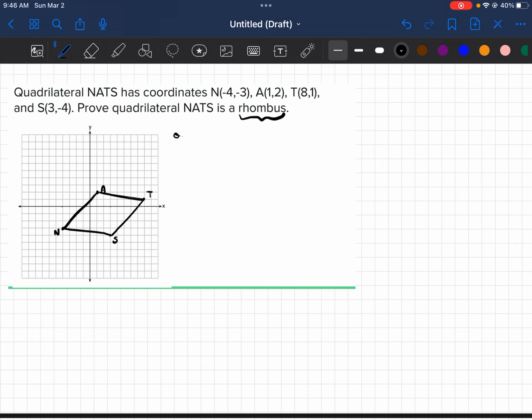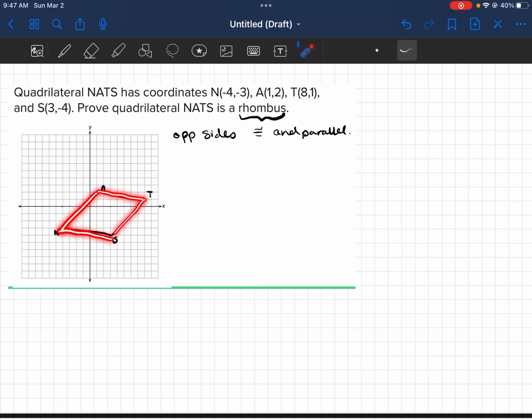I'm going to ask myself, what actually is a rhombus? I know a rhombus has opposite sides that are congruent and parallel. So in this question, I am going to prove that all of these sides have the same length. Now, on a coordinate grid, I cannot count diagonal lines. I don't know what the value of this line is. I can only count vertical and horizontal distances using the grid there. So to do this, I am going to use the Pythagorean theorem 4 different times for each of these lines.